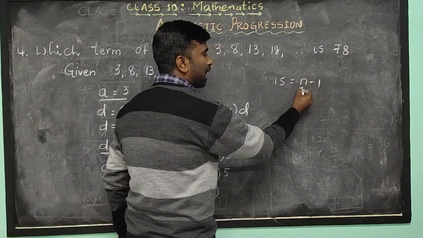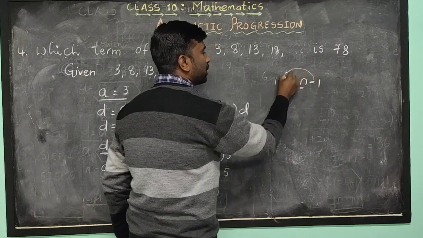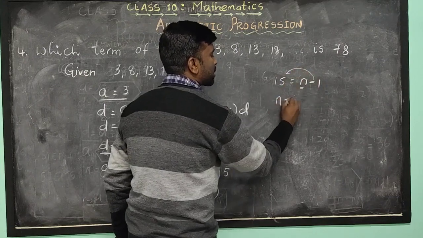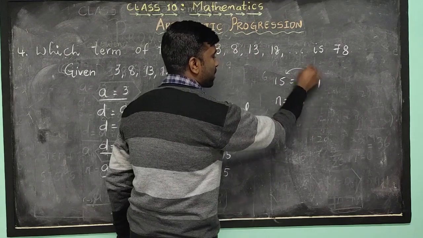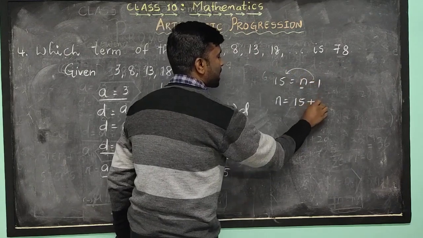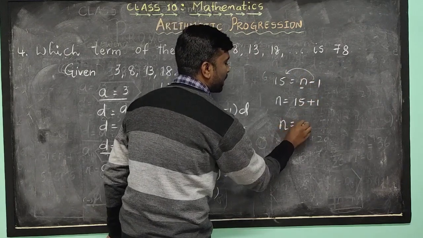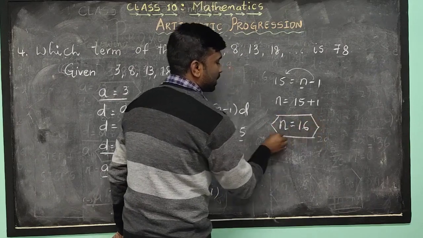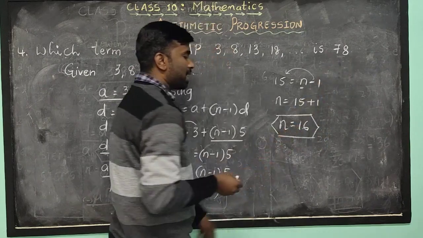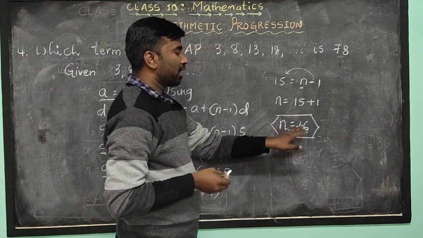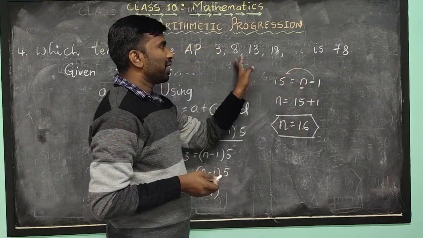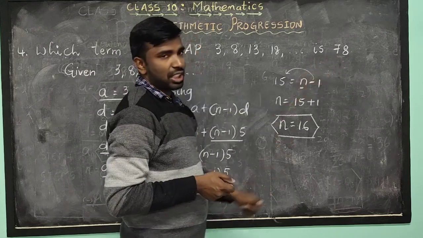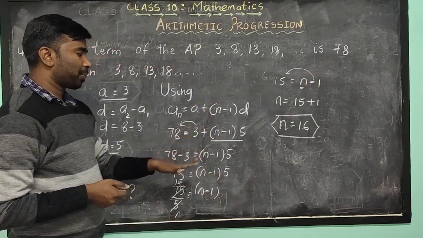Now I should find out the value of n. Shift minus 1 to the LHS. Now n equals what? 15 plus 1, since minus 1 after shifting becomes plus 1. Therefore the value of n equals 16. The 16th term is 78. That means n equals 16. Therefore the 16th term of the given AP is 78. This is the way you solve the problem.